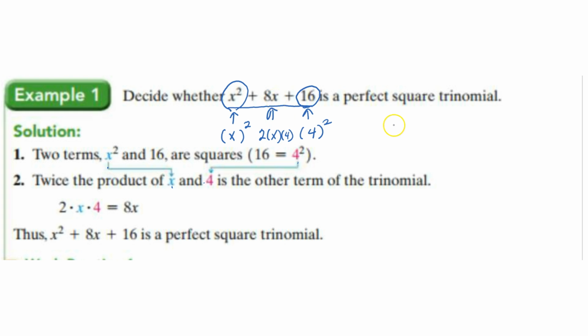So yes. So x squared plus 8x plus 16 is equal to x plus 4 to the second power. It is a perfect square trinomial.